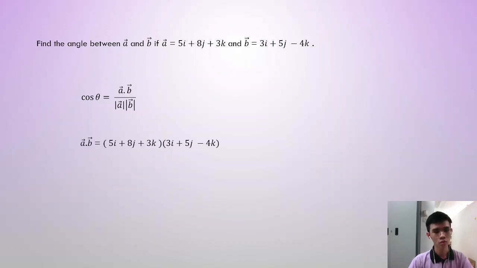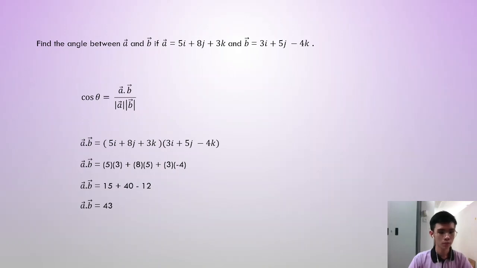a dot b is equal to, in bracket, 5i plus 8j plus 3k, and in other bracket, 3i plus 5j minus 4k. And after we multiply, it will become 5 multiplied by 3 plus 8 multiplied by 5 plus 3 multiplied by -4. And after that, we will get that a dot b is equal to 43. And then we need to find the magnitude of a.